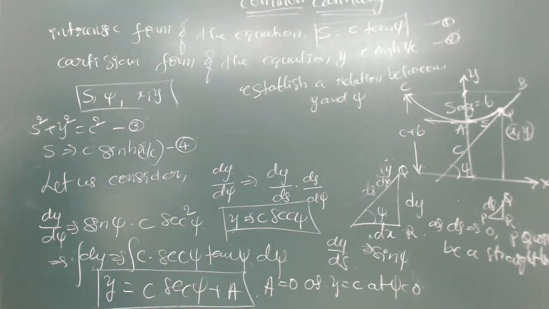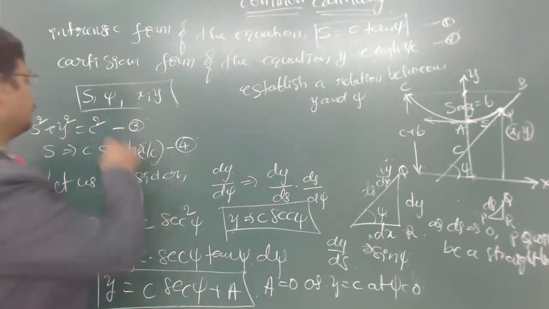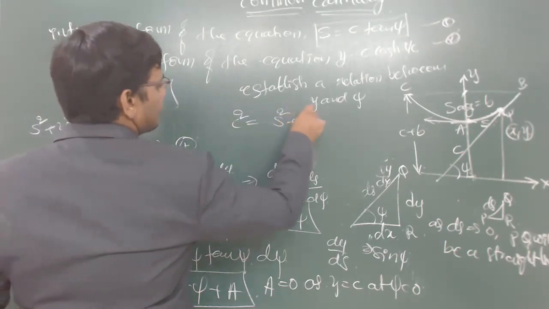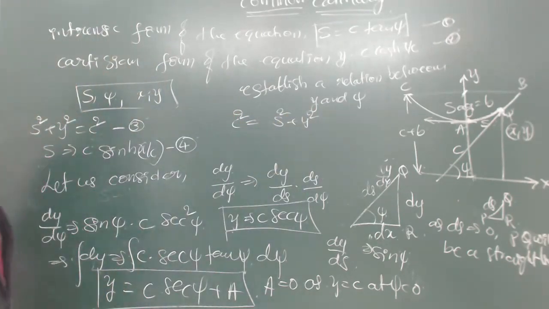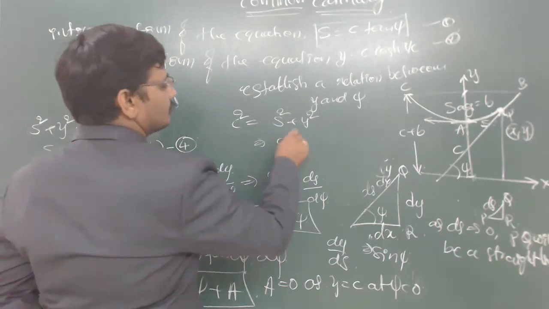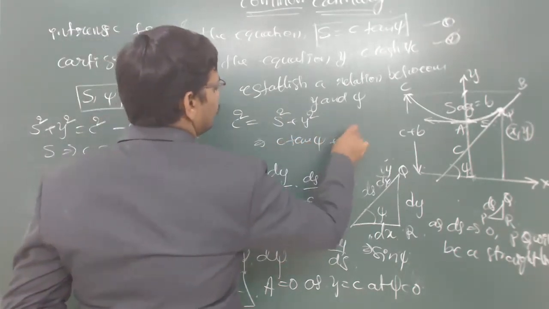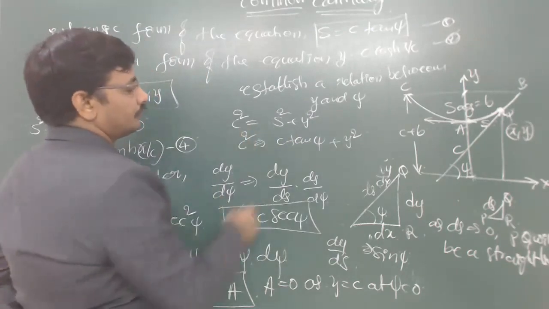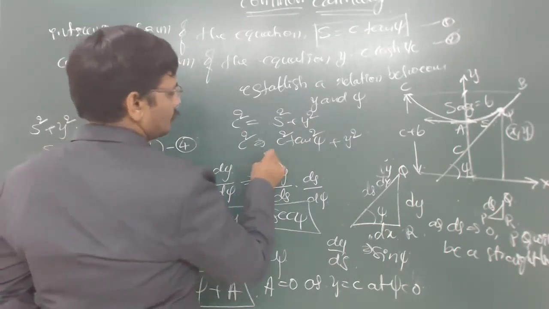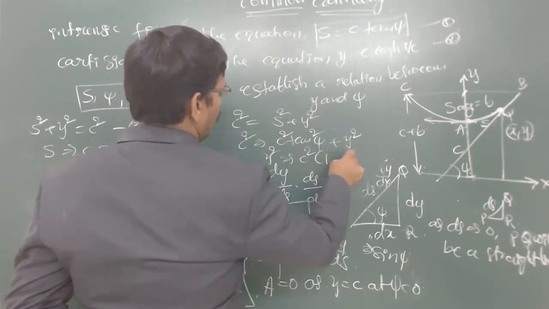Got it? One more method: we have another relation, right? c square is equal to s square plus y square, and s is equal to c tan psi, plus y square. So this is equal to c square. So y square is equal to c square into 1 minus tan square.